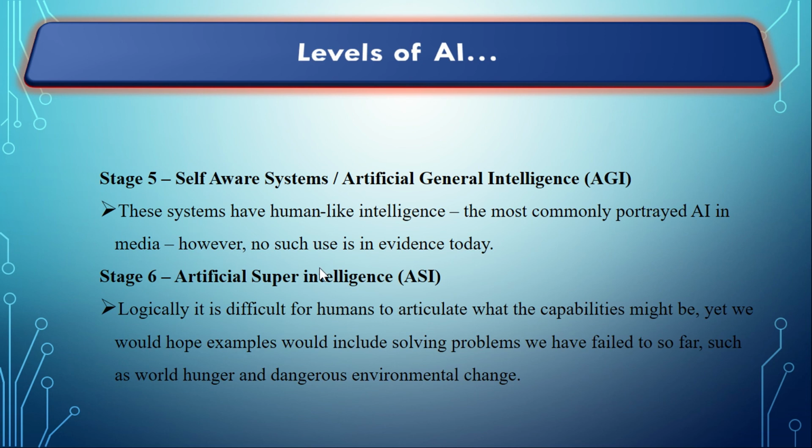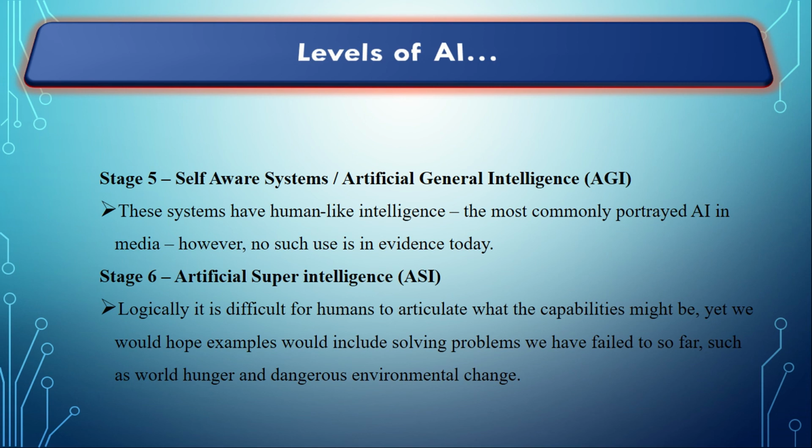The next one, the sixth stage, is artificial super intelligence, ASI. Logically, it is difficult for humans to articulate what its capabilities might be. We would hope examples would include solving problems we have failed to solve, such as world hunger and dangerous environmental change. That is the sixth stage, artificial super intelligence.